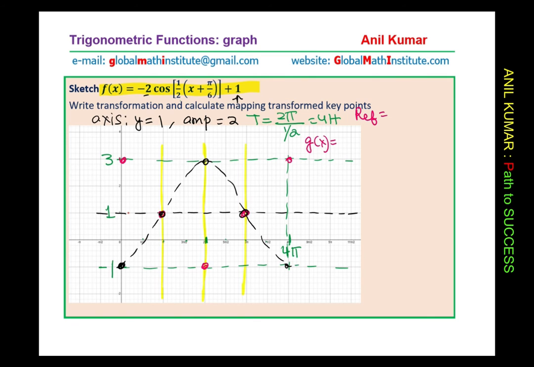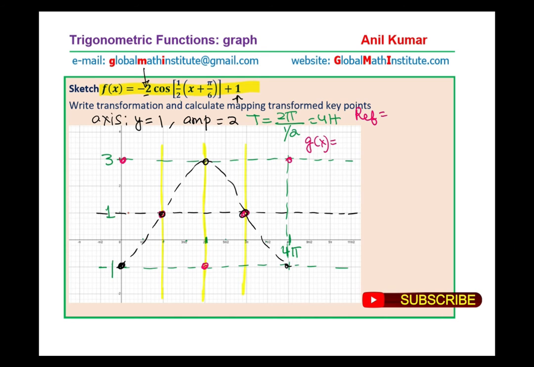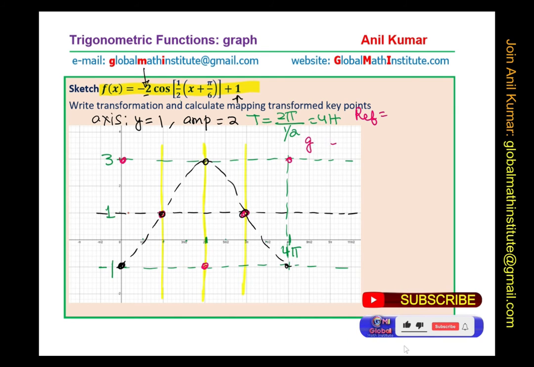You get the idea, right? So I have incorporated the reflection in this particular graph. So once I have done the reflection, I have taken care of minus 2 also. Now the last step is the phase shift of pi by 6 to the left.